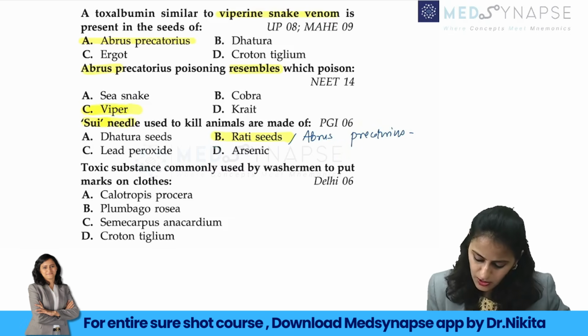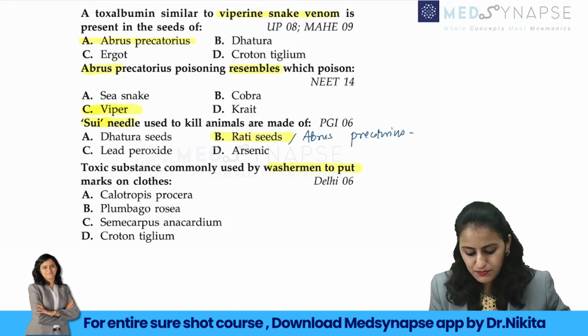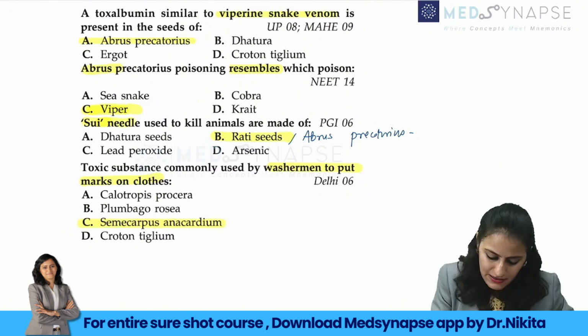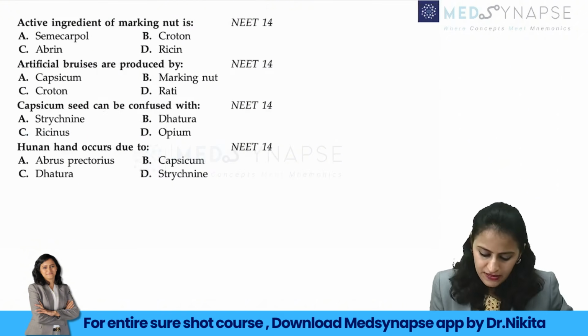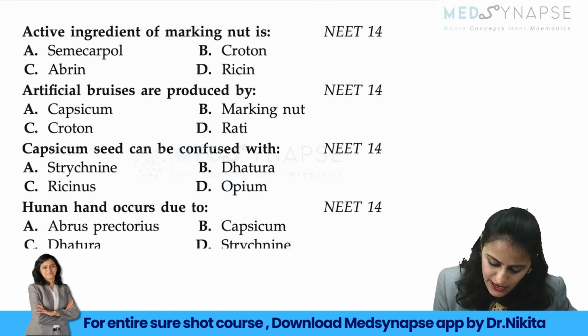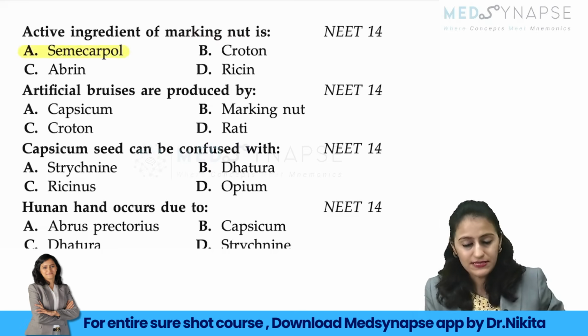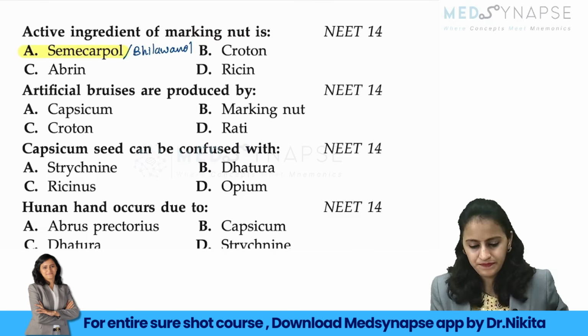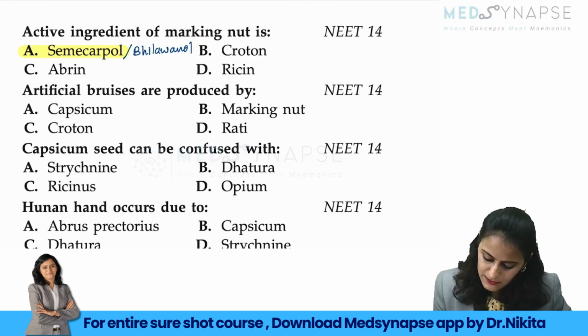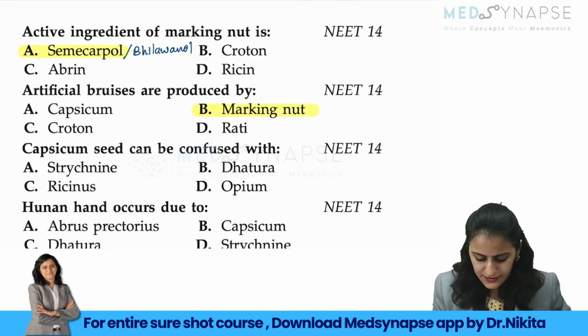Toxic substance commonly used by washermen to put marks on the clothes, that is marking nut. Marking nut is Semecarpus anacardium. Next one, the active ingredient of marking nut is semecarpol, also called bhilawanol. Artificial bruises are produced by marking nut.